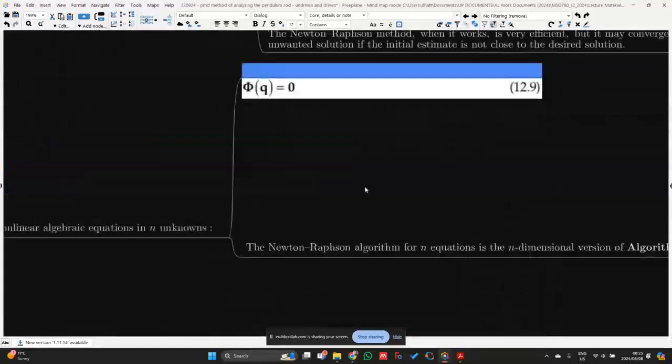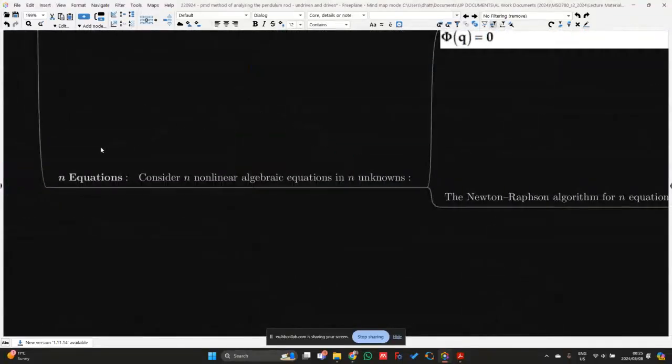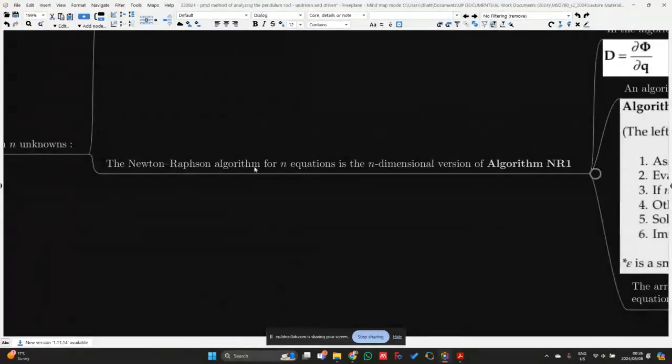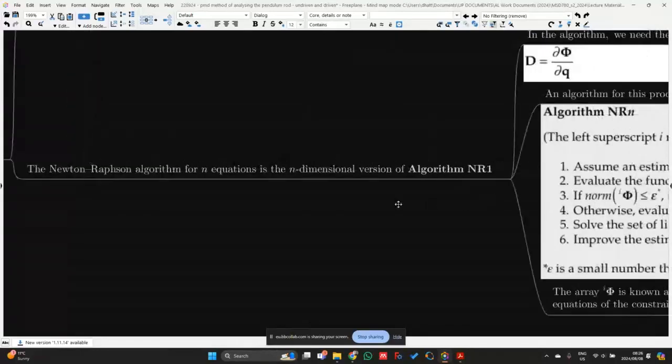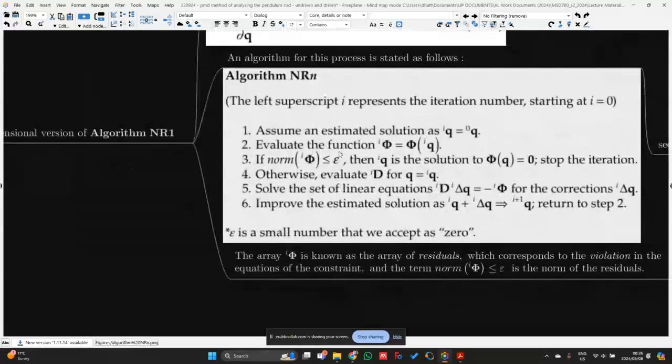Okay, so then if we have a set of n equations, we can consider n nonlinear algebraic equations in n unknowns. And then the Newton-Raphson algorithm for n equations is the n-dimensional version of algorithm NR1. So you'll see over here, we just have these bolded values over here. So that just indicates that we're working with a vector or a matrix.